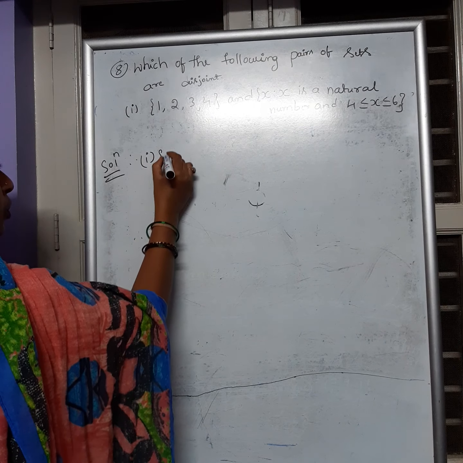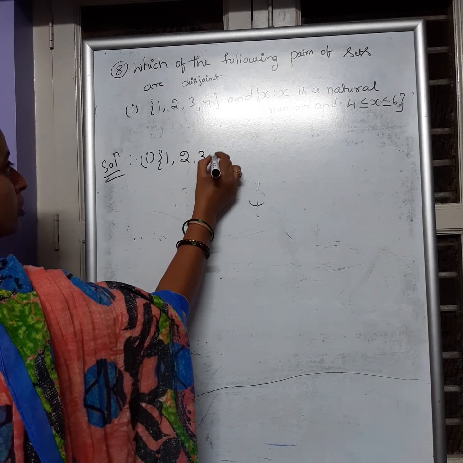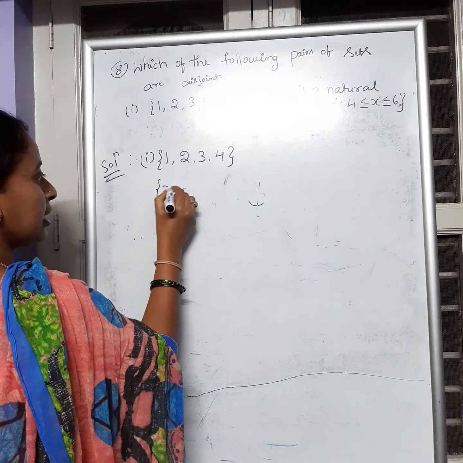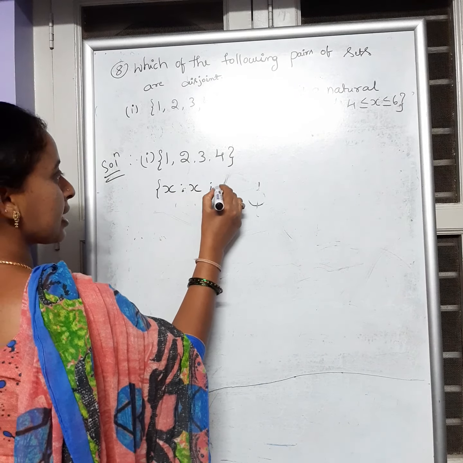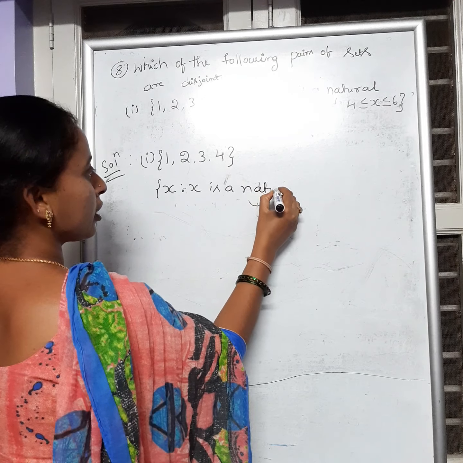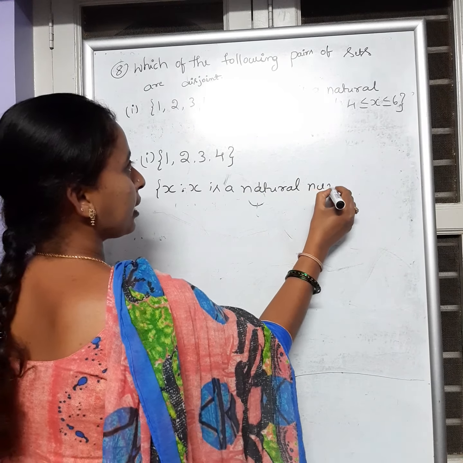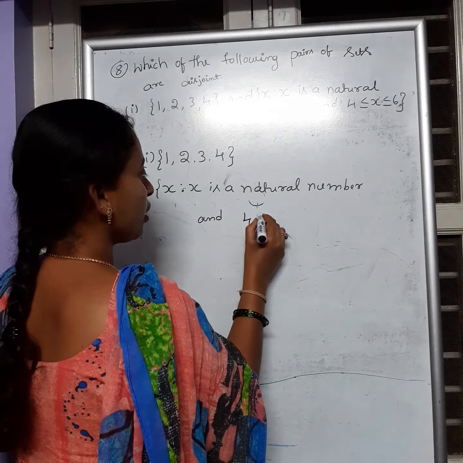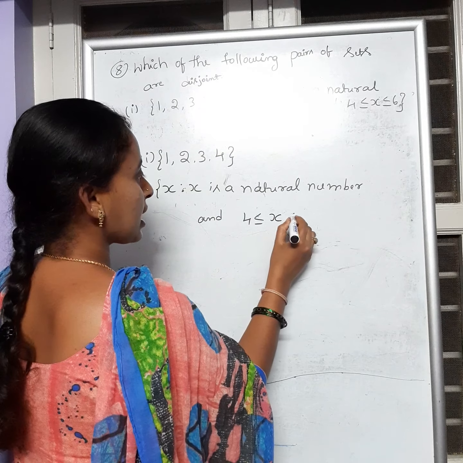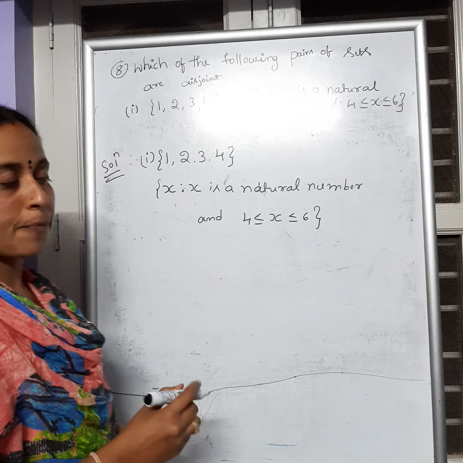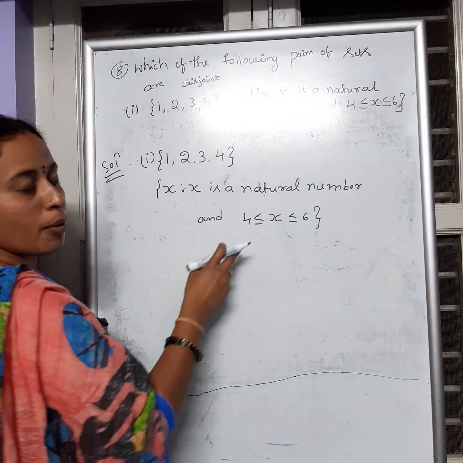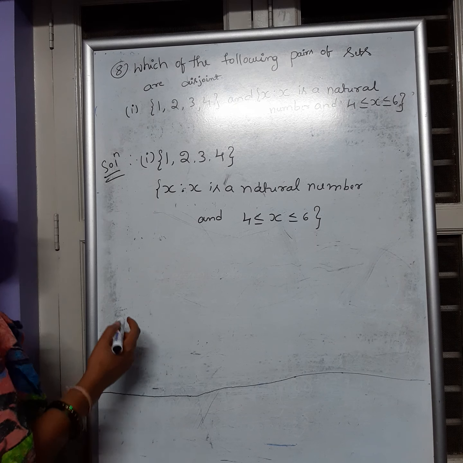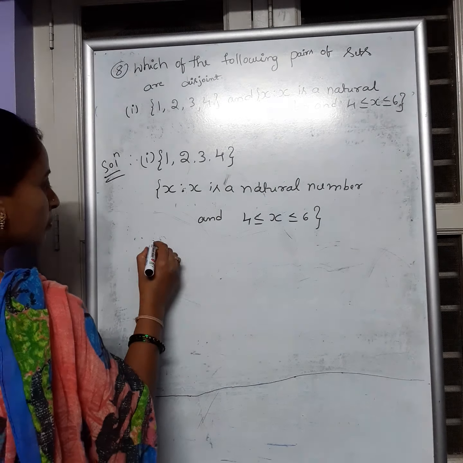The first set is 1, 2, 3, 4. And here they have given another set: x such that x is a natural number and 4 is less than or equal to x, which is less than or equal to 6. This is in set builder form, so we should convert it to roster form, or elements form. Let's convert this one. What will we get?